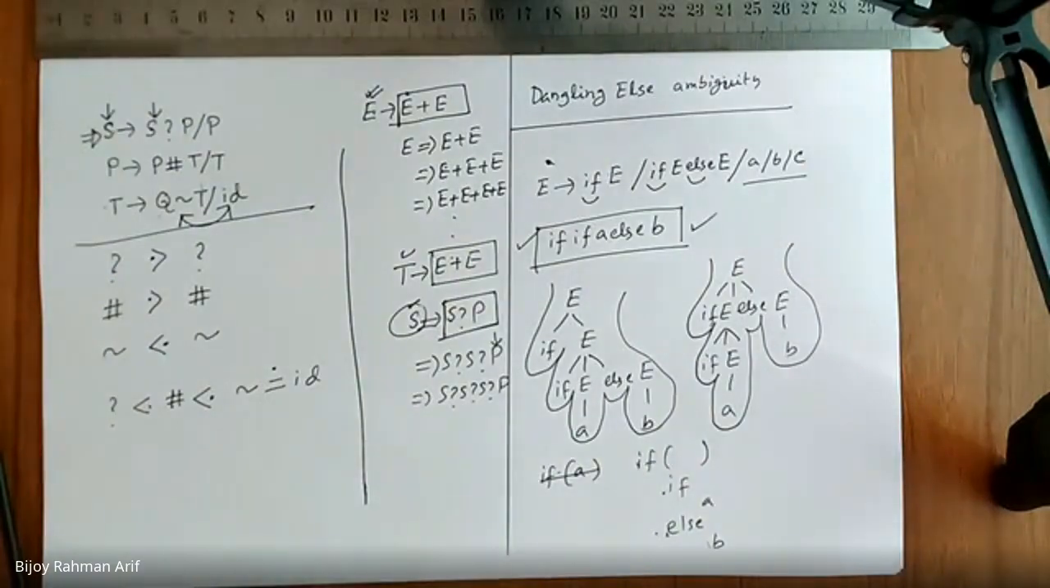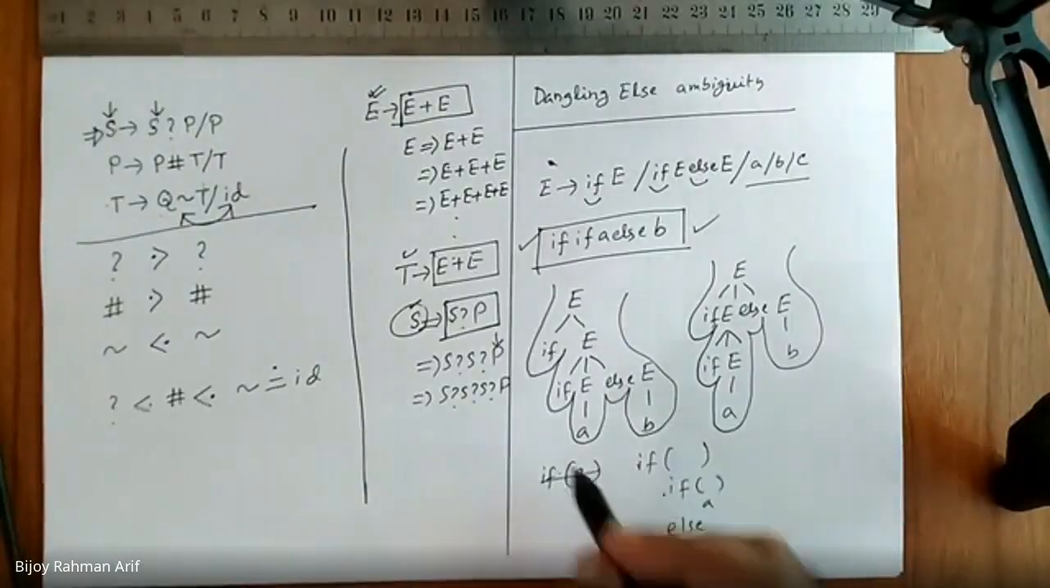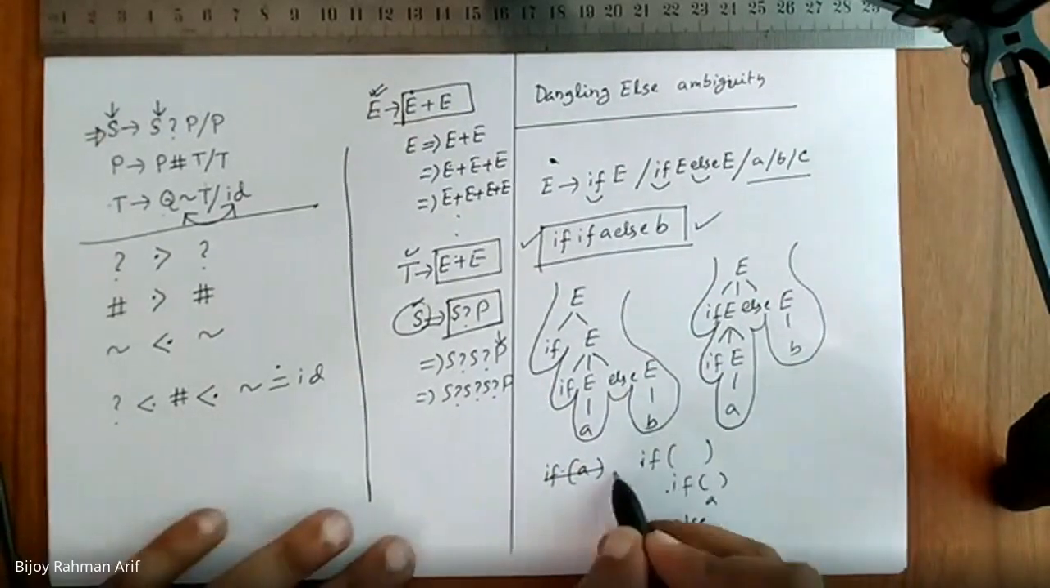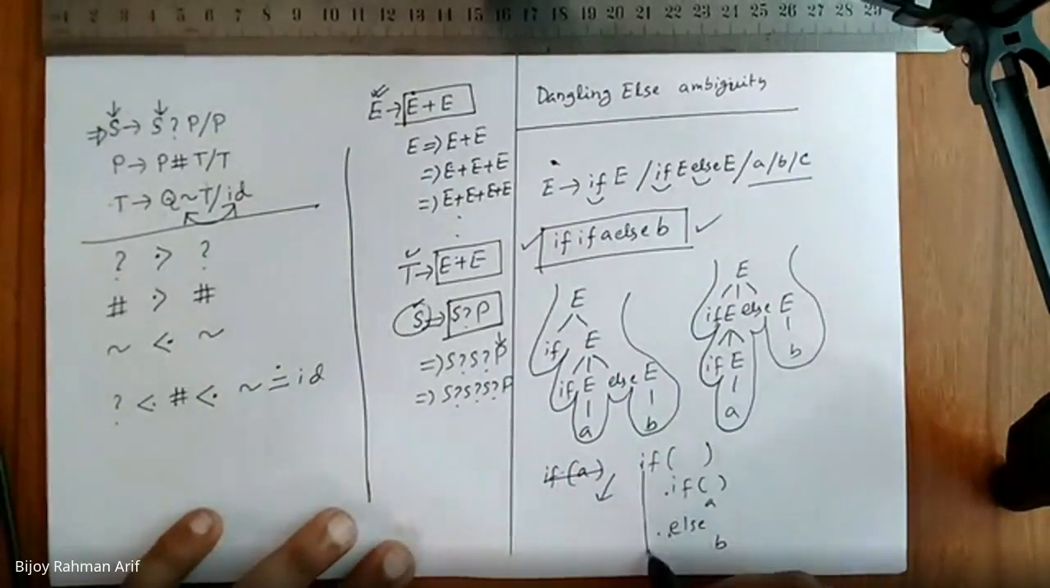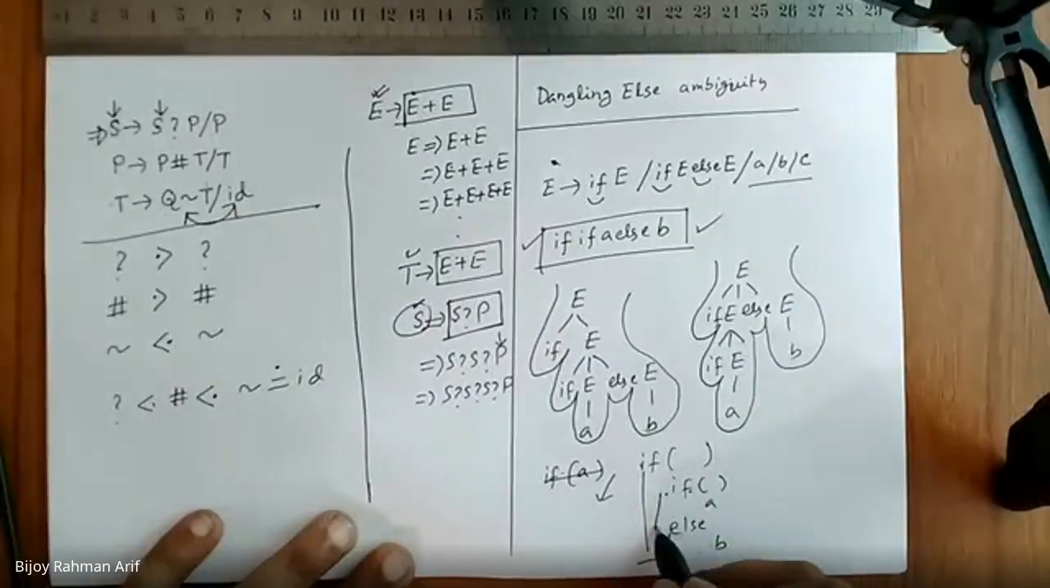Is it clear to you guys? Okay, sir. So it gets confused about who the parent is, the parent of if. In this case, what is the parent of this else? In this case, this else is related with this if, because these two are at the same level.